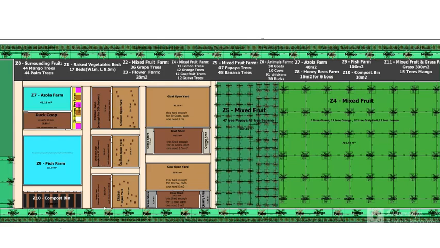This is three open and closed areas for chickens. We have 3 birds. This animal area also includes duck coops. The duck coops here are for about 20 ducks.